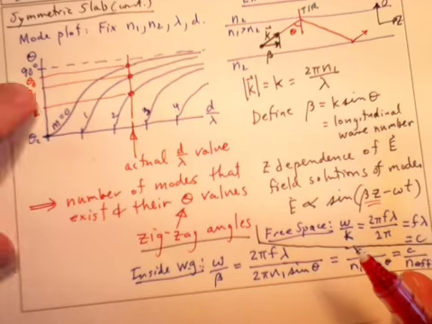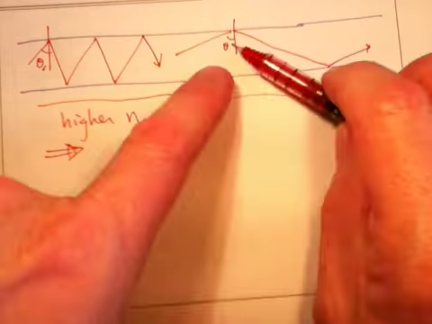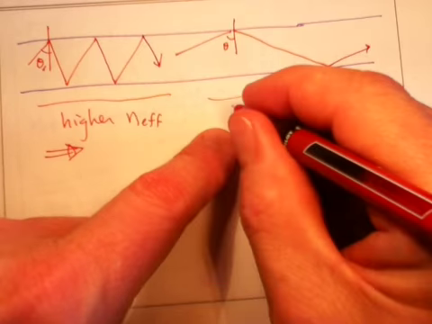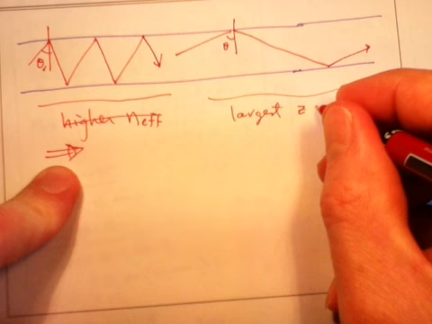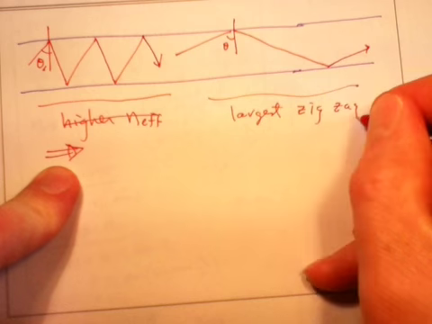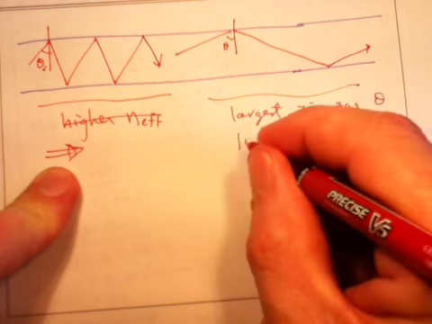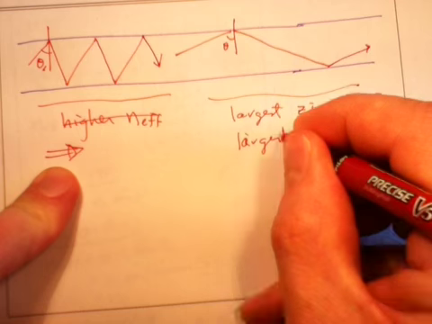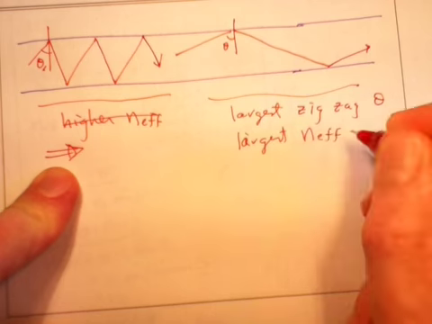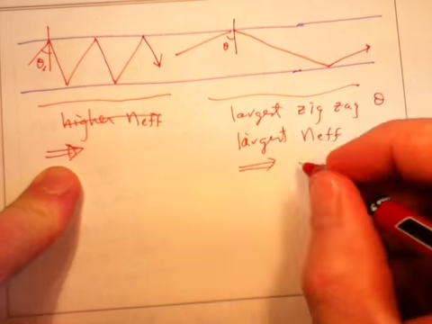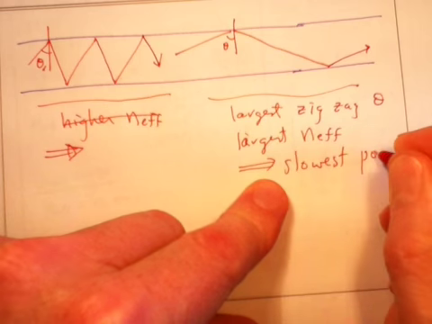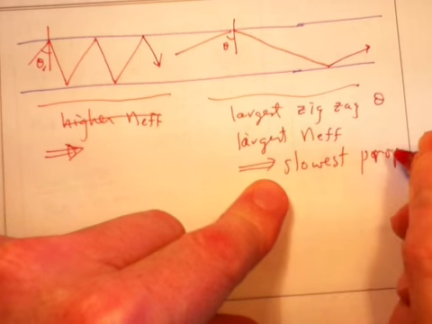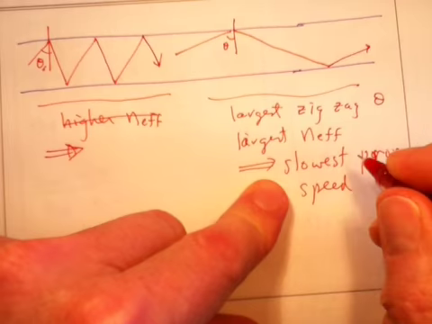So here is the largest zigzag angle, and this one has the largest effective index, and therefore this one has the slowest propagation speed. It seems counterintuitive. Why did this one seem like it would go a lot faster than this one?